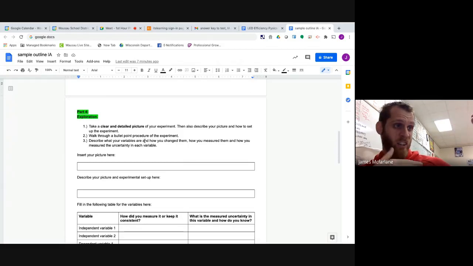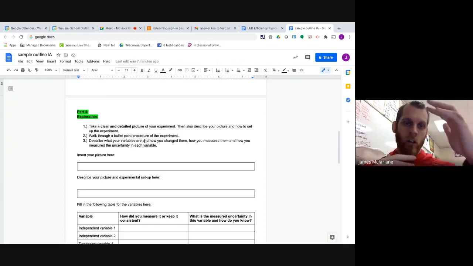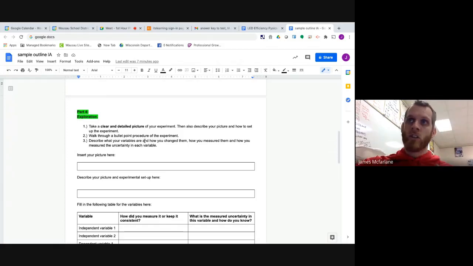Of instructions, like step one, do this, step two, do this, step three, do this. And a lot of times it helps to take a picture, because if you're reading instructions on how to change the alternator in your car, it helps to have pictures to describe that. So I'm asking that you take at least one detailed picture of your experiment, so it shows how you set this up, and then walk through a bullet point like, hey, do this, this, this, this.